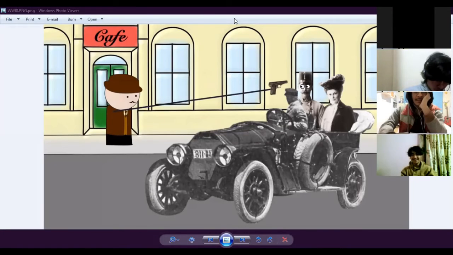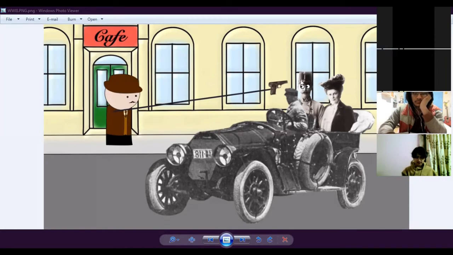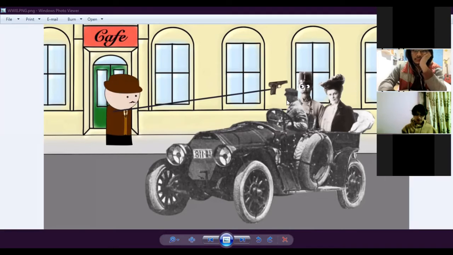So I'm gonna screen share again. This is actually a rough colorized representation of the assassination of the Archduke. As you can see, this man right here is Gavrilo Princip, a member of the Serbian ultranationalist group, which sought to liberate the Balkans from the foreign Austrians. And this person right here is the Archduke himself. This is his wife, and this is the unlucky driver.